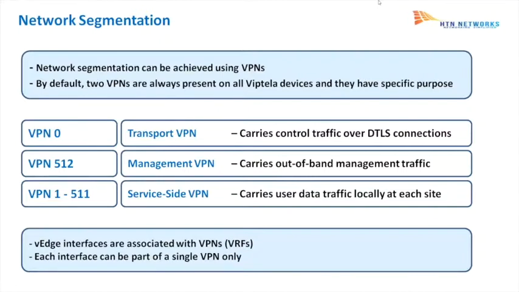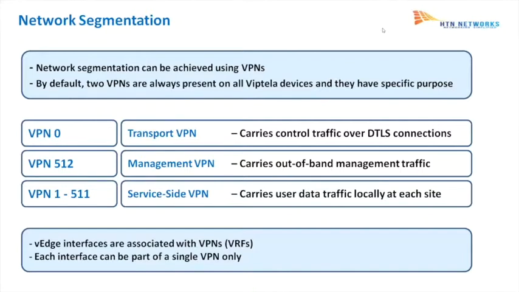The other term for VPN is also VRF that we use in the traditional network. VRF means virtual routing and forwarding. So VPN is the same thing in the Viptela world. You can interchange VPNs and VRFs. And each interface can be part of a single VPN only. If you have one interface on a VH router, you cannot make it part of two different VPNs.